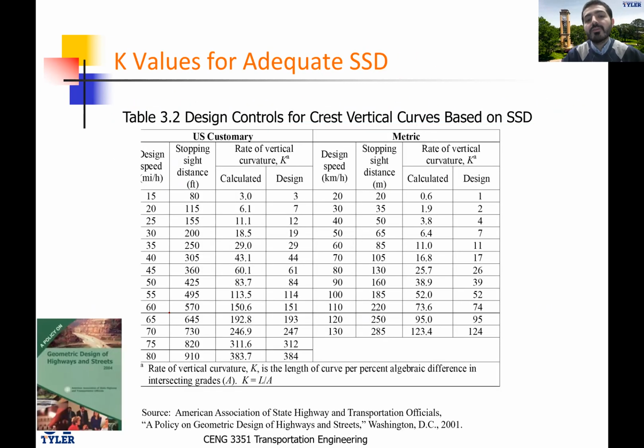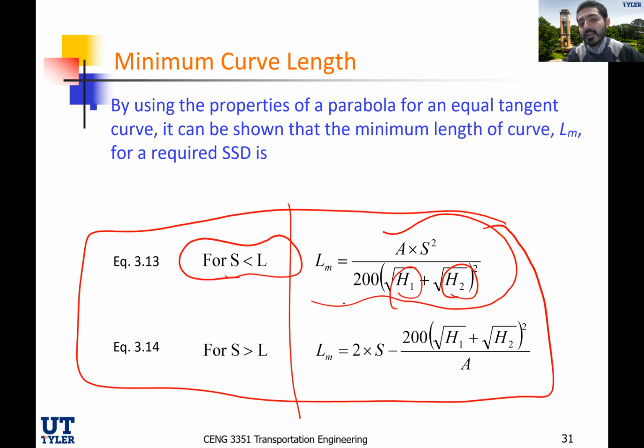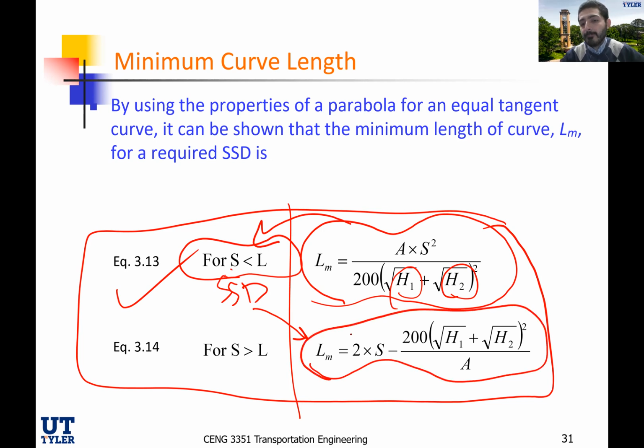So you need to make sure which equation you're going to need to use. You really need here to not remember the equation, but at least have an understanding that H1 and H2, this is again for S less than L, that's the equation that I want to use first. And if I satisfy the assumption, this is the SSD, the stopping sight distance, then I'm good. If I do not satisfy the equation, then I need to go to the second equation and use that equation.